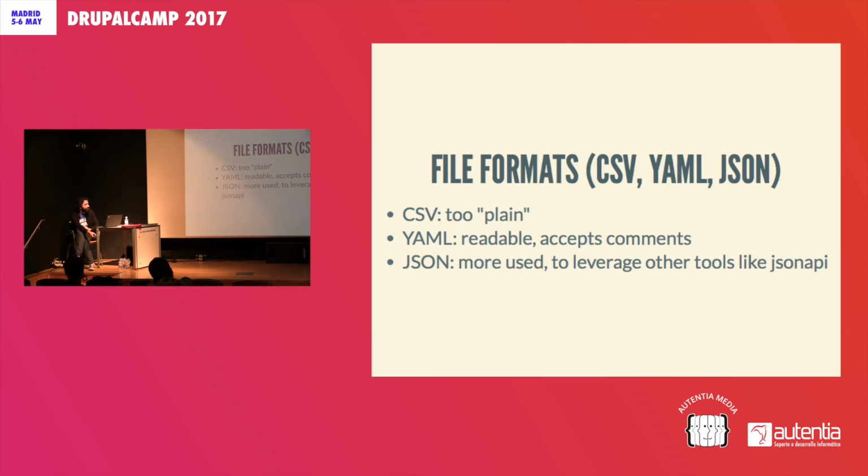And we are considering JSON because it's more like a web format. A lot of web services are using JSON, and JSON API is about to be integrated in core, and we can use it to implement our export function. Exporting will mean like we as developers, we create content through the interface of Drupal, and then we export it to files. That is a thing that our module doesn't support yet.